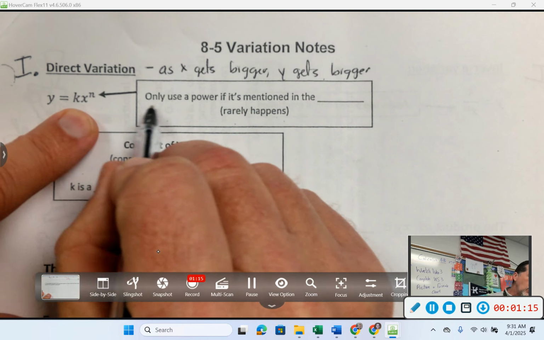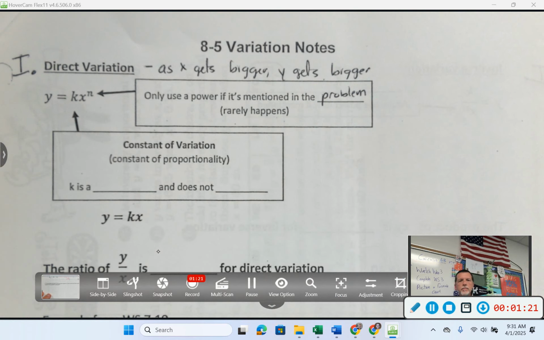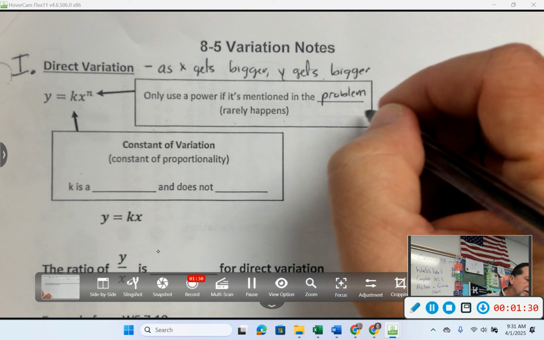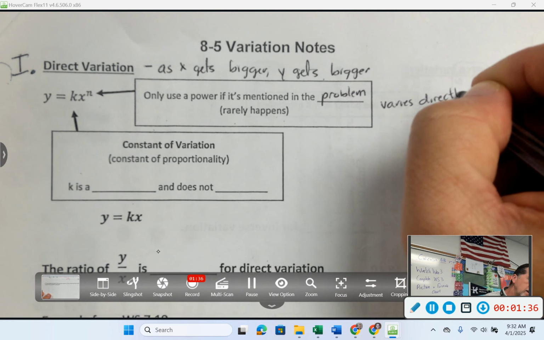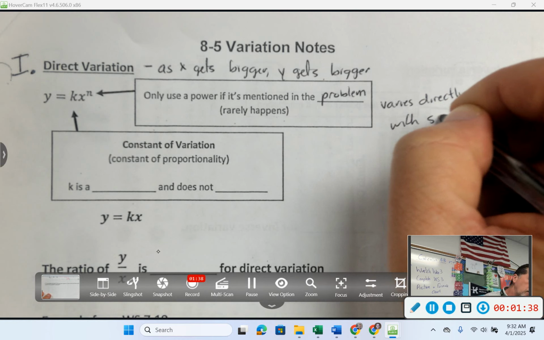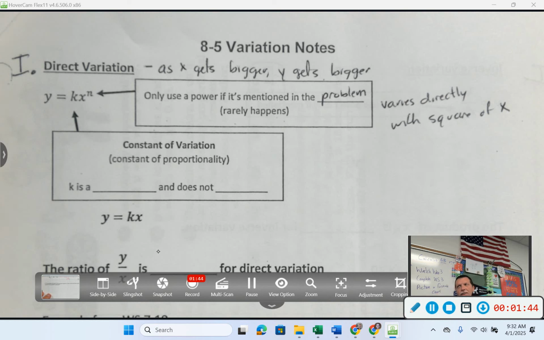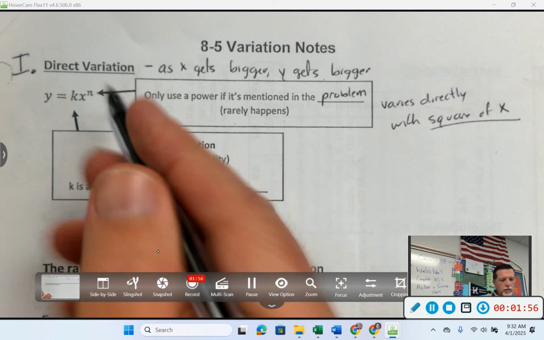Only use a power if it's mentioned in the problem. It usually isn't, at least in Algebra 2. A little later we use it more often, but it'll be clear if it does. It'll say something like varies directly with the square of x. So if you're supposed to square x, it'll be clear. I wouldn't worry about that. It's also not going to happen for us. But later on, it'll still be the k situation, but square of x would mean x squared.